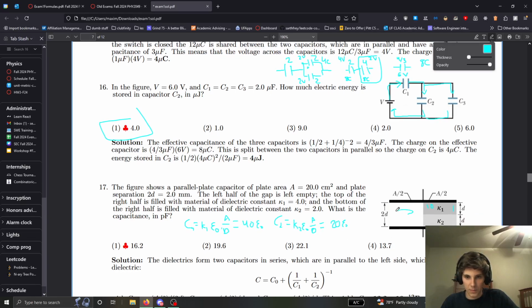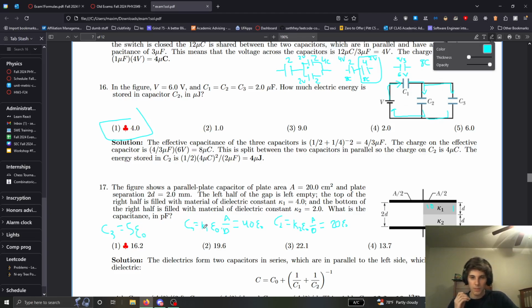And then this part here, with no dielectric constant, it's just 1. So I'll call this part C3. You can just ignore this. You're essentially just solving this. Here you have the same A over 2, but you have 2D, so you're dividing by 2. So it's going to be 10 over 2, giving you 5 epsilon 0.